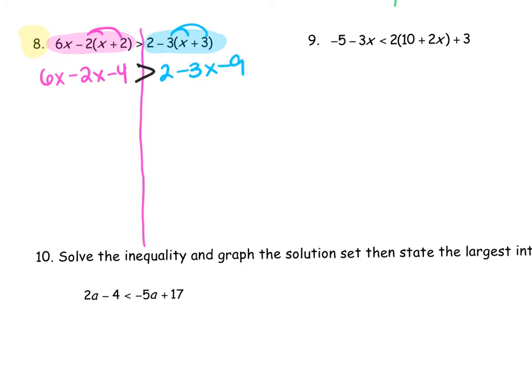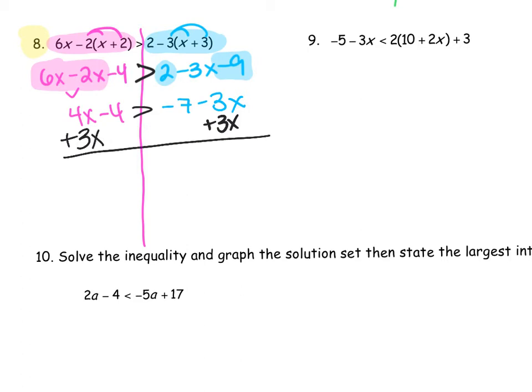Let's see. Can we simplify anything on the left-hand side? We sure can. I've got 6x minus 2x, so that leaves me with 4x. And on the right-hand side, what can we simplify? I have 2 and negative 9. 2 minus 9 is negative 7. And now we want to start to get x by itself. So I'm going to add my 3x to both sides. I'm using the addition property of equality. And now I have 7x minus 4 is greater than negative 7.